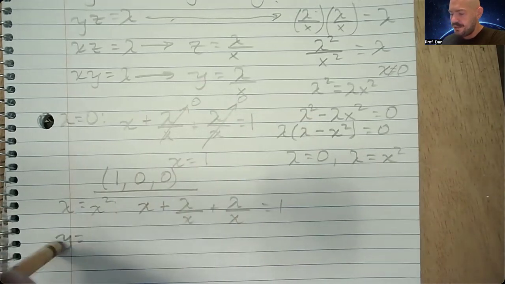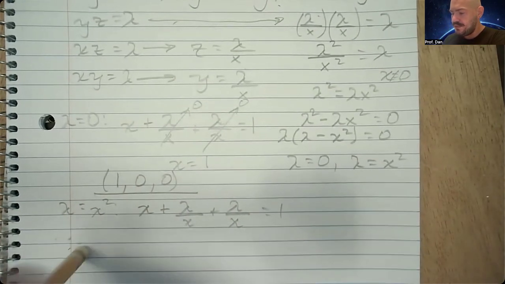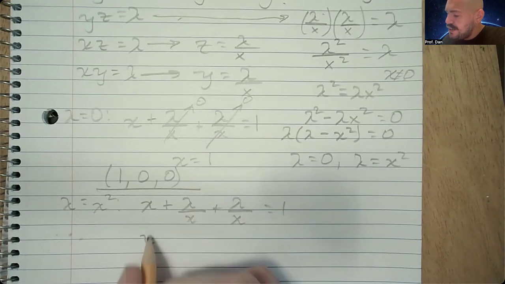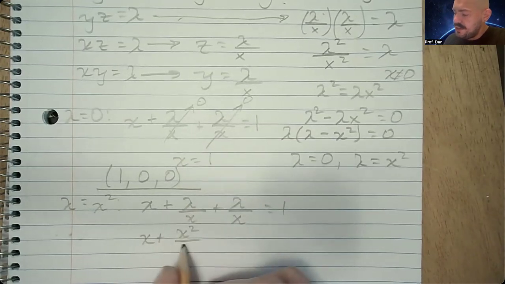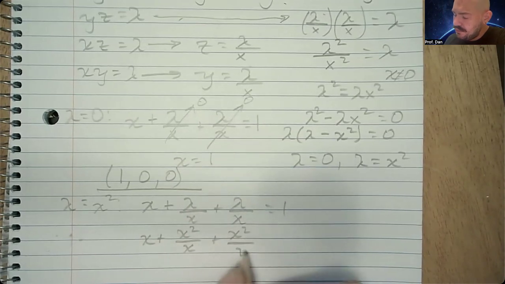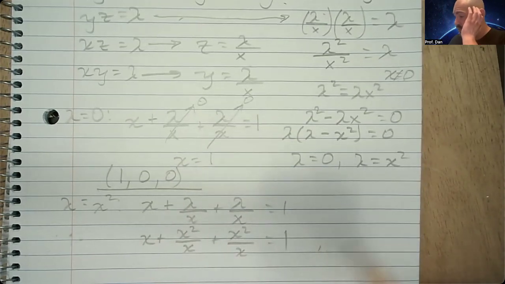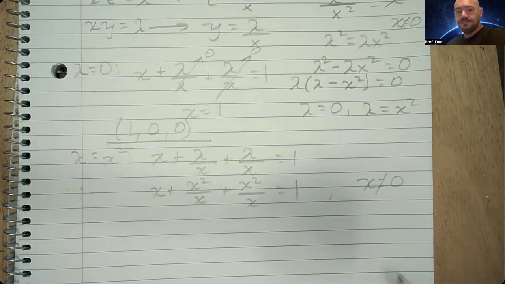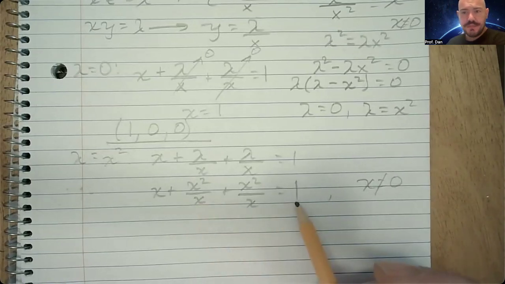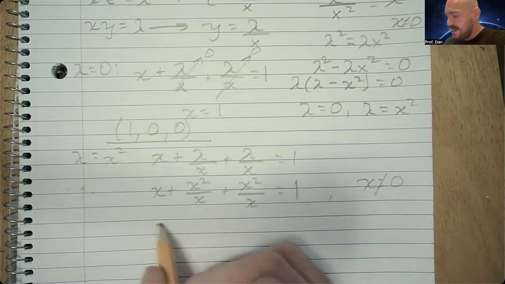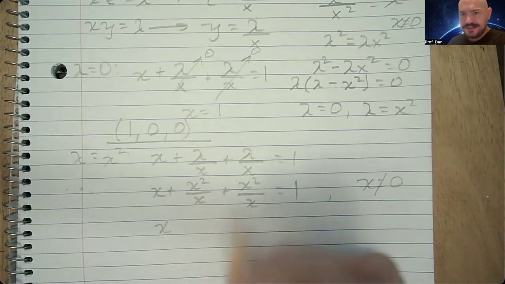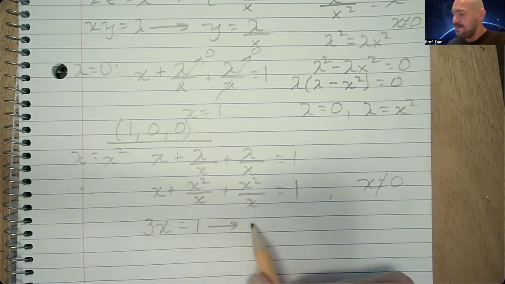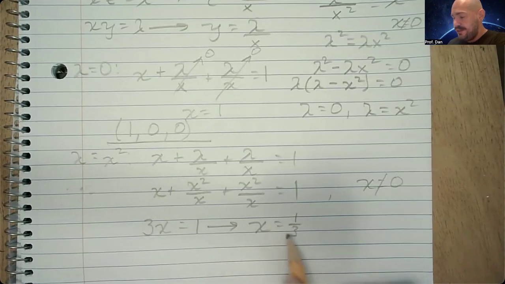But anyway, lambda is x squared. So I'm going to replace all of these lambdas with x squareds. And again, keeping the caveat that x cannot be 0 for these solutions. We end up getting x plus x plus x, also known as 3x. So if I solve for x there, I end up getting x is equal to 1/3.